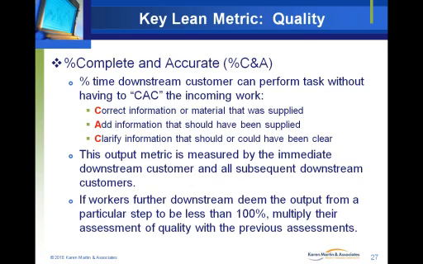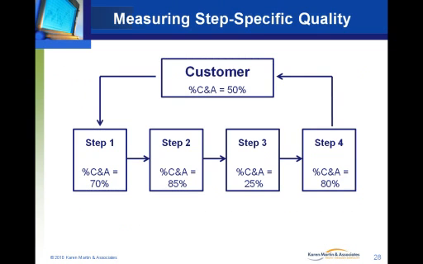So who does that measurement is it's the downstream customer of that work that's determining that, and any subsequent downstream customer who may also be having problems with the output of a particular step. So it's not just the immediate one, but it could be others down the road. And the other thing is that if others down the road say that the same output created problems for them, you multiply those numbers together to get the final output quality for that particular step. So let's take a look at this.